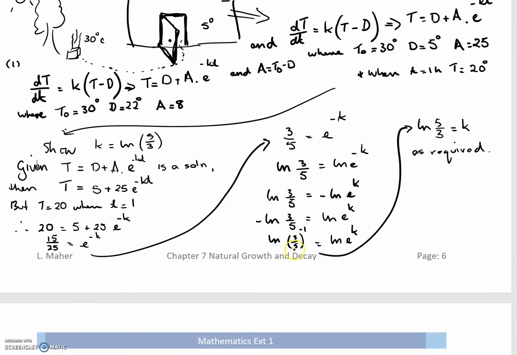So raising 3 on 5 to the negative 1, turn it upside down, is equal to the log of e to k. Bring the k to the front, log of e to base e is 1, so it's equal to k.